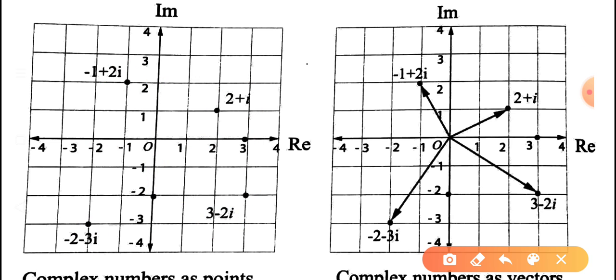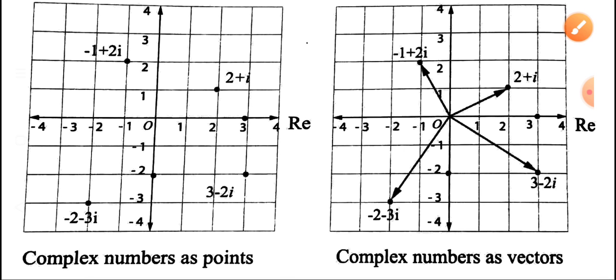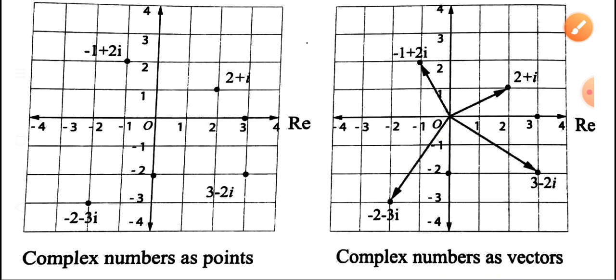Okay, next, complex numbers as points, complex numbers as vectors. Here vectors, that is we draw one line from the origin, 2 plus i from 0, that is we are going from 0 to 2 plus i, and 0 to minus 1 comma 2i, minus 2 comma minus 3i from the origin, and 3 comma minus 2i from the origin. This represents complex numbers as vectors.